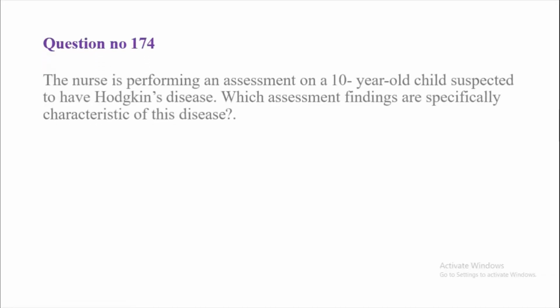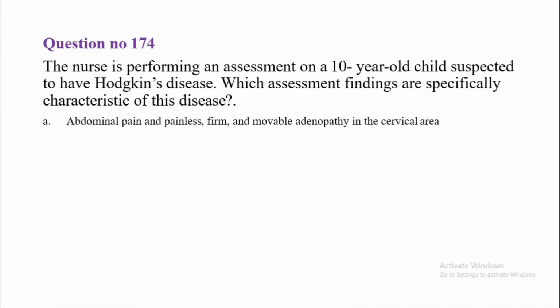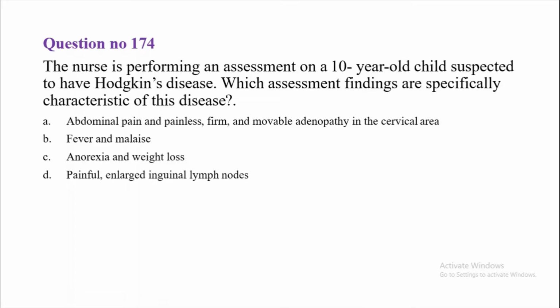Question number 174. The nurse is performing an assessment on a 10-year-old child suspected to have Hodgkin disease. Which assessment findings are specifically characteristic of this disease? The options are number A, abdominal pain and painless, firm and movable adenopathy in the cervical area. Number B, fever and malaise. Number C, anorexia and weight loss. Number D, painful enlarged inguinal lymph nodes.